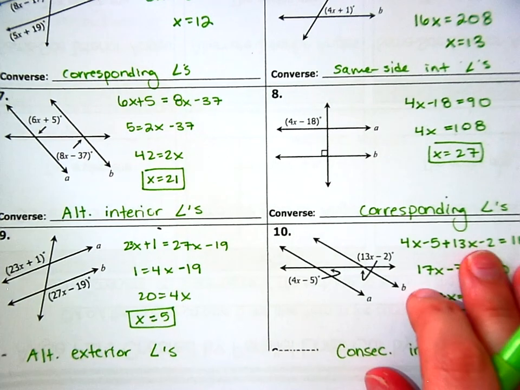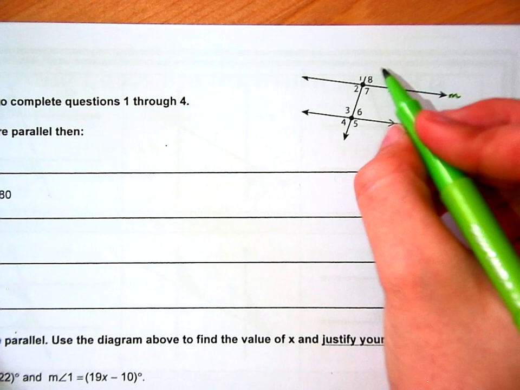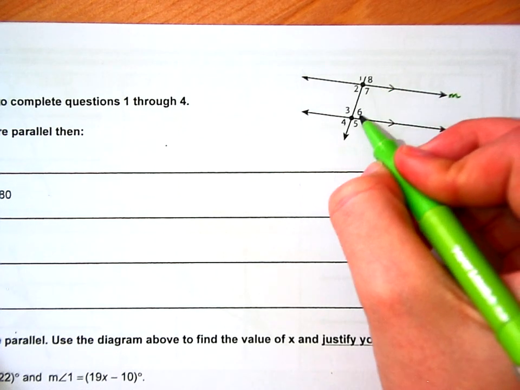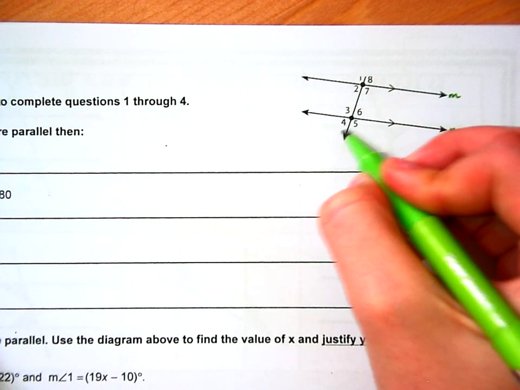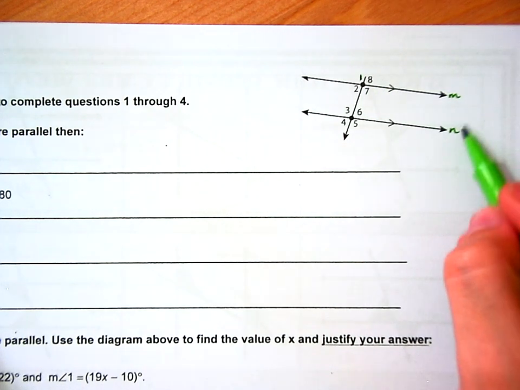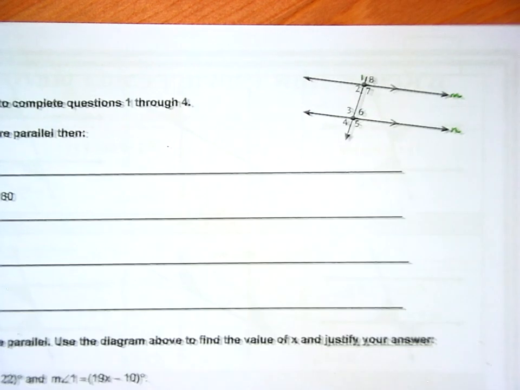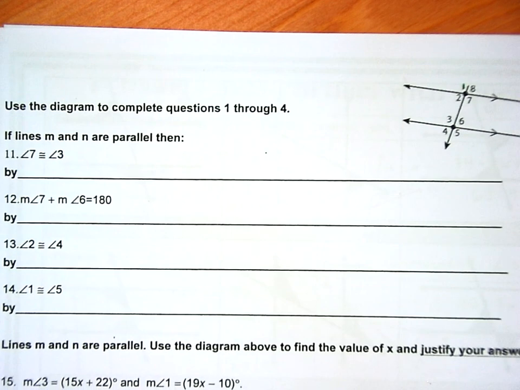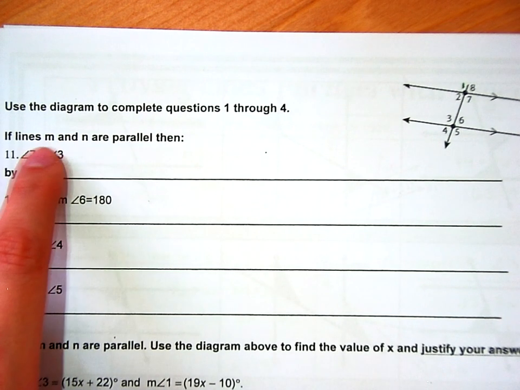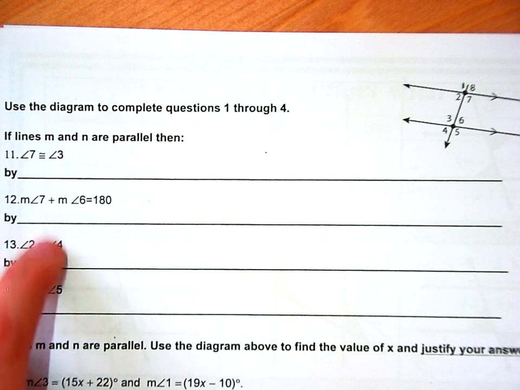All right, moving on to the next page, or the back. We now have a diagram right here. Got a little cut off, but we do have 1, 2, 3, 4, 5, 6, 7, 8. So we've got all our angles accounted for, and we'll need this later. I'm going to label those M and N. Okay. So over here, all we're going to say is if lines M and N are parallel, then how do we know each one of these statements is true?